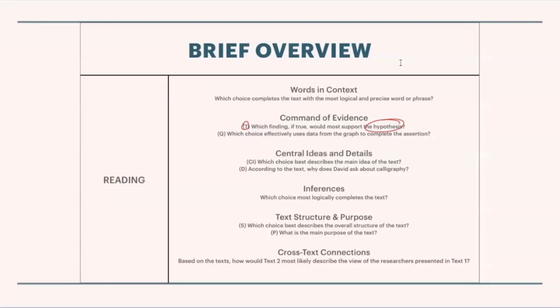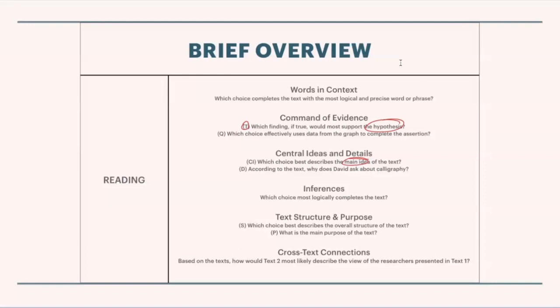The next one we have is central ideas and details. Again, these split into 2. Central idea is going to focus on the main idea. The main idea, right, should definitely cover the majority of the text, never focusing on 1 or 2 sentences, but rather the entirety of the text. If it's too specific, that's never going to be the correct answer.